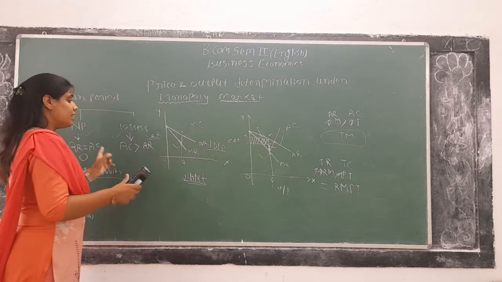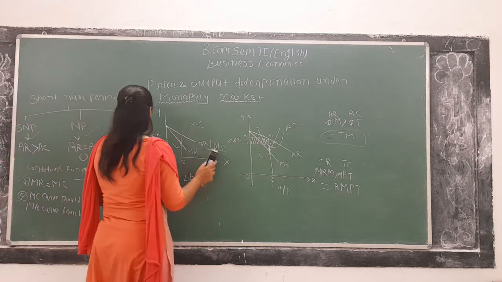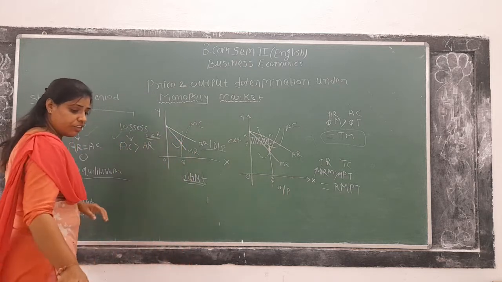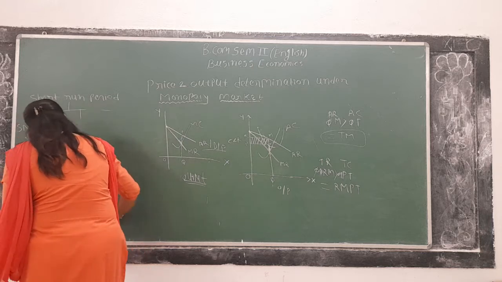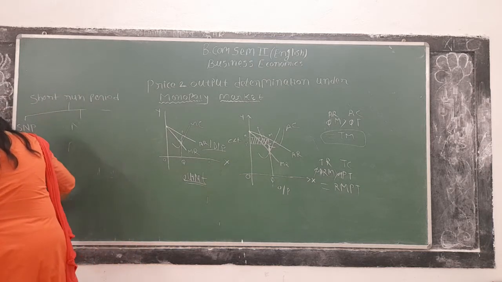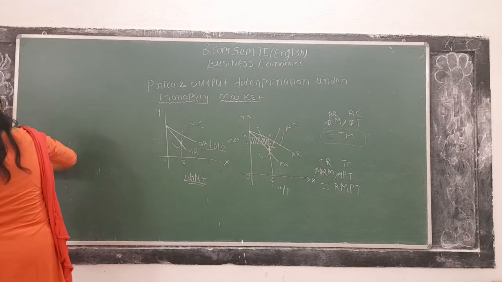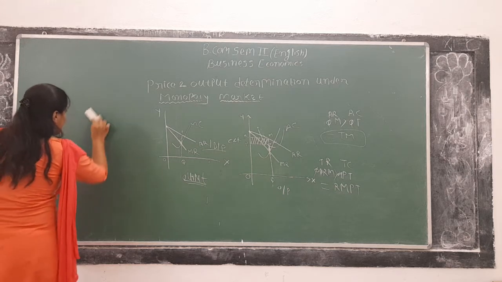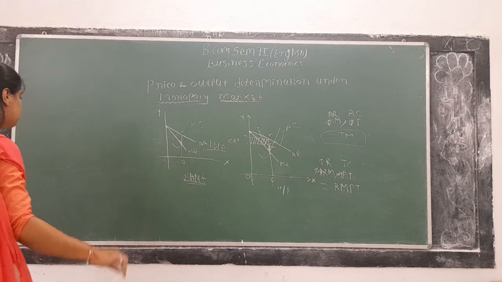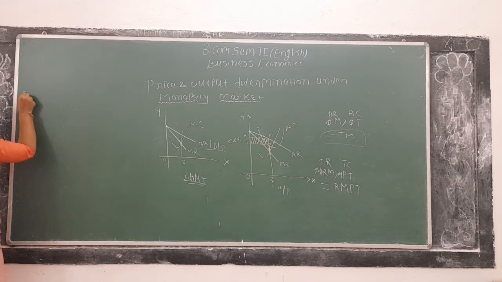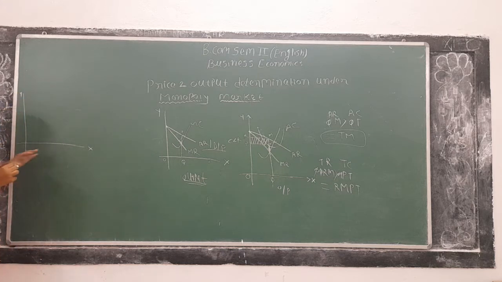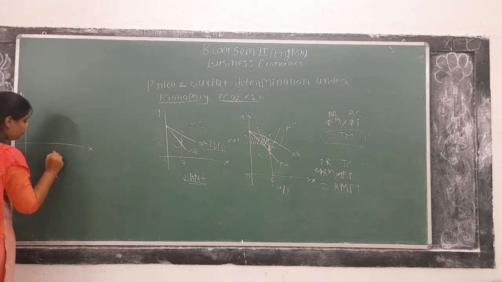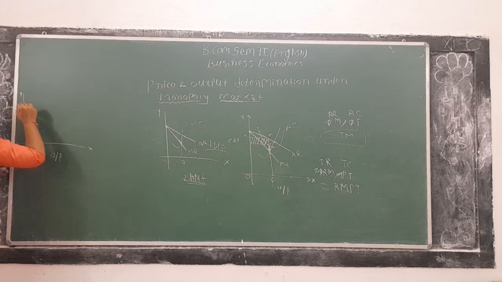Now the next condition that we have to see is normal profit. So how do we draw the condition of normal profit? Again, for drawing the condition of normal profit, we have to draw the curve of equilibrium. This is the x-axis and this is the y-axis. On the x-axis we have output, and on the y-axis we have cost and revenue.